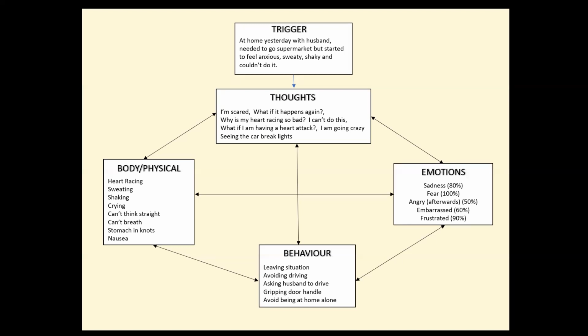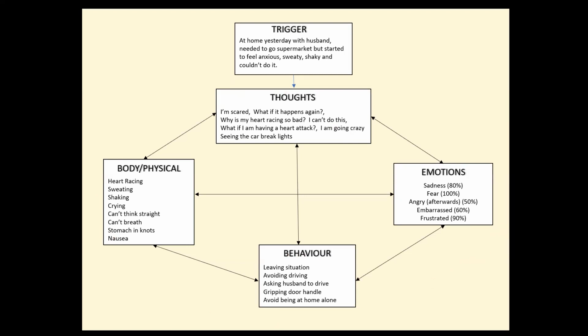And then she is leaving the situation and her fear level is at 100%. That's going to feed back into the cycle. So then we start to see thoughts like, I'm going crazy, I can't do this. And that's obviously causing more physical sensations, more shaking, crying, sweating. And then her behaviour has now become to avoid driving altogether. And that's creating sadness, frustration, feelings of embarrassment in her. So you can see how she's just going around this cycle.